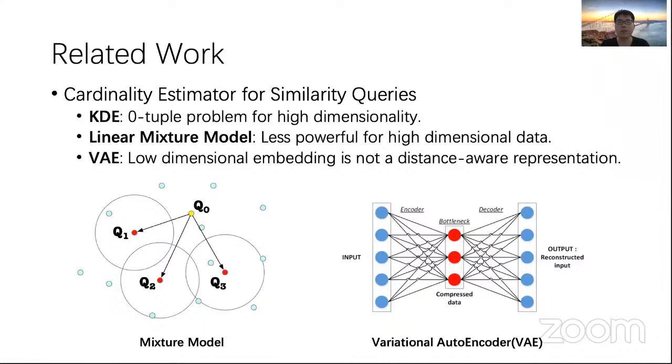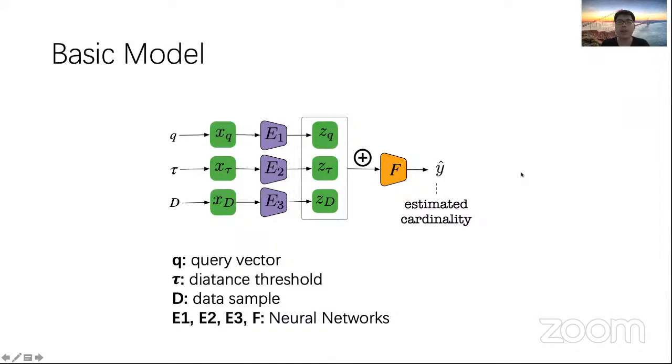The kernel density estimator also has the zero-tuple problem because it relies on sampling. The linear mixture model is less powerful at fitting high-dimensional data. The variational autoencoder-based method cannot produce distance-aware representations, and it needs a lot of training data. The basic idea for solving the cardinality estimation problem for similarity queries is using a modularized neural network. In this neural network, key features like the query vector, distance threshold, and data sample are input into different layers and transformed into a single representation. And we use another learned neural network to predict the cardinality. All the layers in the neural network are learned from existing training queries and their true cardinalities.